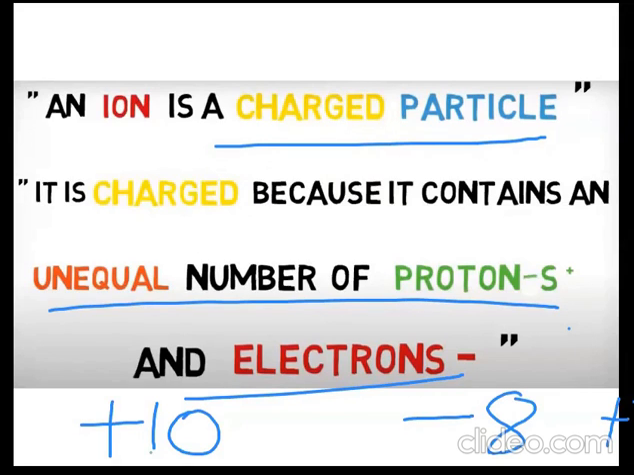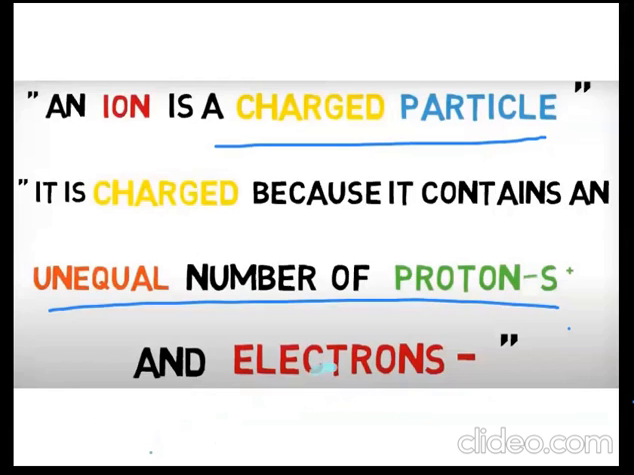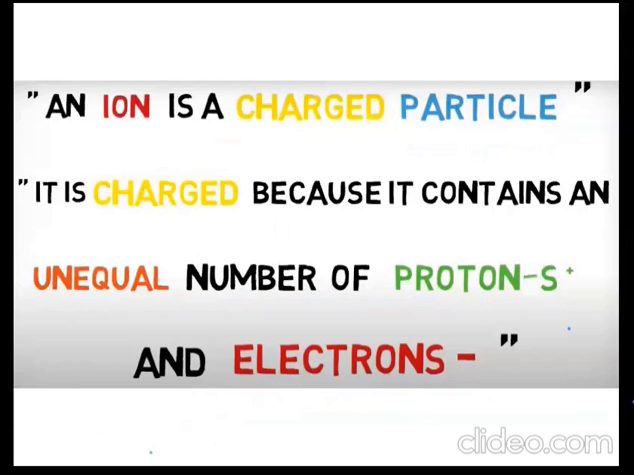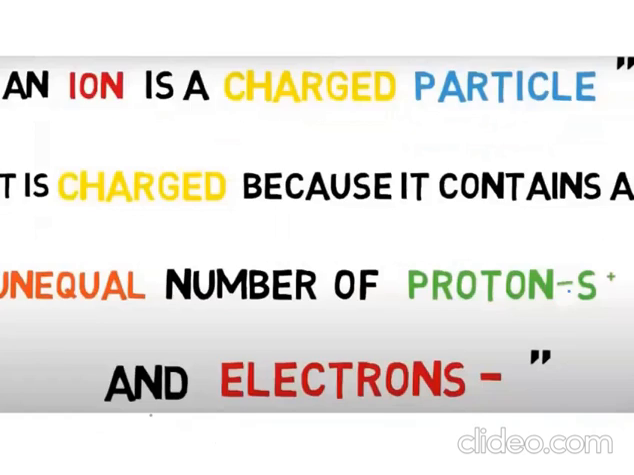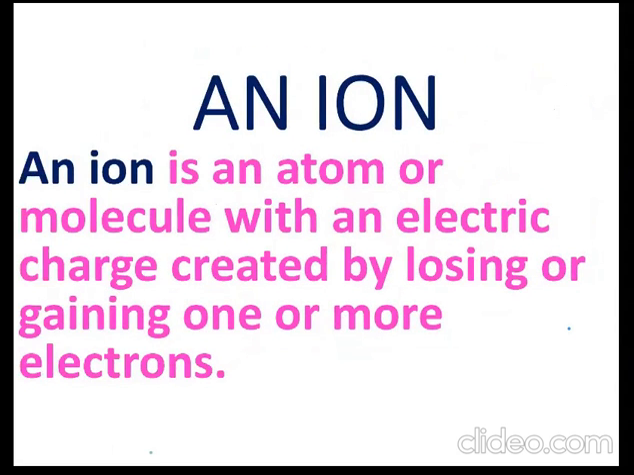So these are your ions. Ions are charged particles because they contain an unequal number of protons and electrons. Now, this is the definition for your ion. What is an ion? An ion is an atom with a charge.